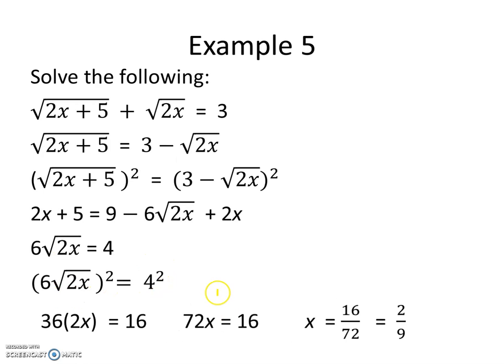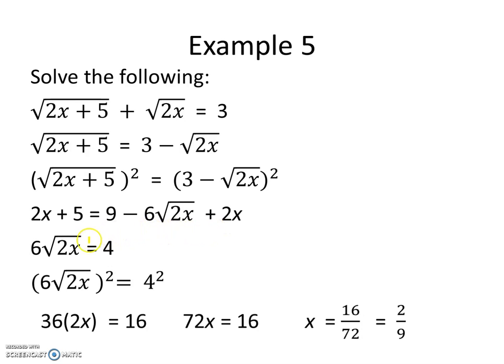On example 5, we have to solve the following. The square root of 2x plus 5 plus the square root of 2x equals 3. Subtracting the square root of 2x from both sides, we find that the square root of 2x plus 5 equals 3 minus the square root of 2x. Then we square both sides of the equation, and we find that 2x plus 5 equals 9 minus 6 times the square root of 2x plus 2x.